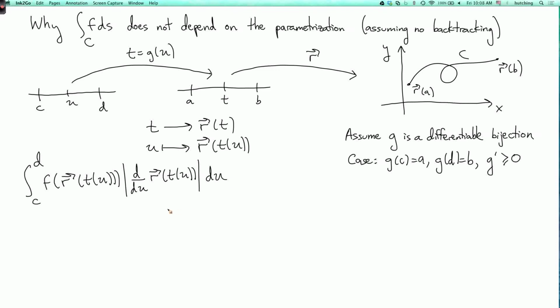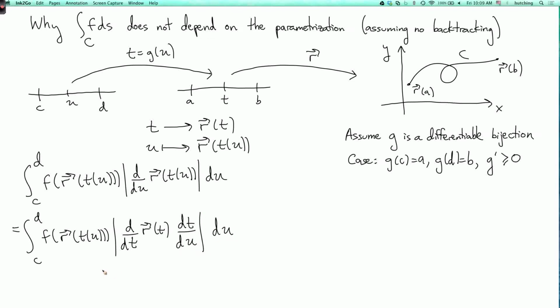And I want to simplify this to see that it's the same as the usual formula for integration with respect to arc length. Now, so this is the integral from c to d of f of r of t of u. And this d du of r of t of u, by the chain rule, I can write this as d by dt of r of t times dt du. Okay, so here d by dt of r of t is a vector. So this is the velocity vector of the curve r with respect to t. And dt by du is a scalar. This is the same thing as g prime of u, and in particular, this is a non-negative scalar.